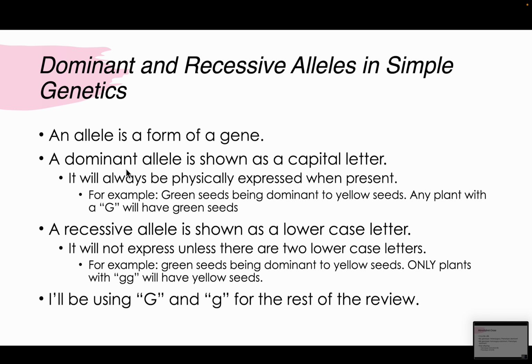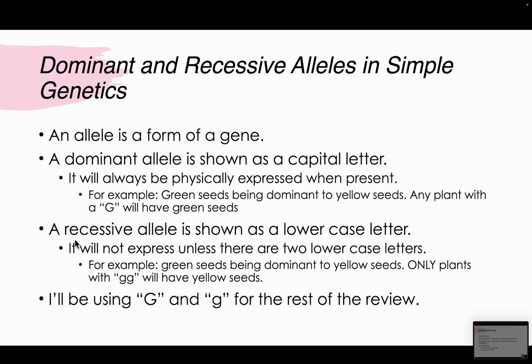A dominant allele will always be a capital letter, and for simplicity's sake, I'm just going to use G for this one for green and yellow seeds, like Mendel's classic experiment. But a dominant allele will always be shown as a capital letter. It will always be expressed physically when an organism has it. So if I have a capital G, no matter what, if I'm a plant, because that's what I decided to do that day, I will always have green seeds because I have a dominant allele. If someone's very domineering, they tend to be very controlling, kind of in your face-ish, depending. We've all known that person.